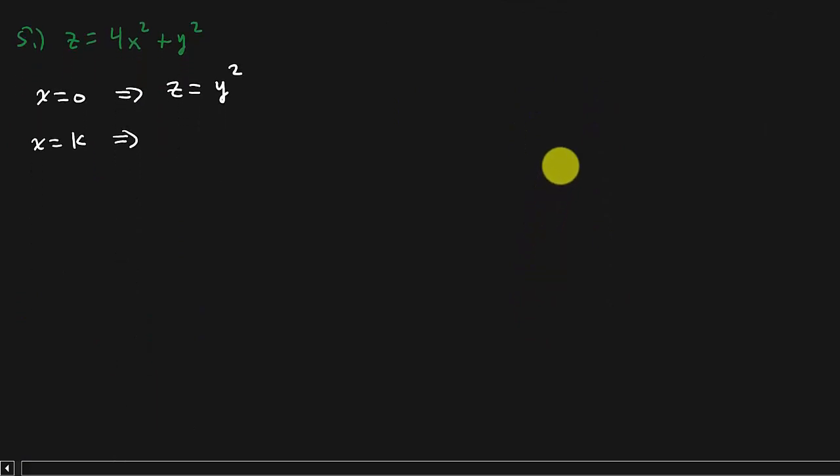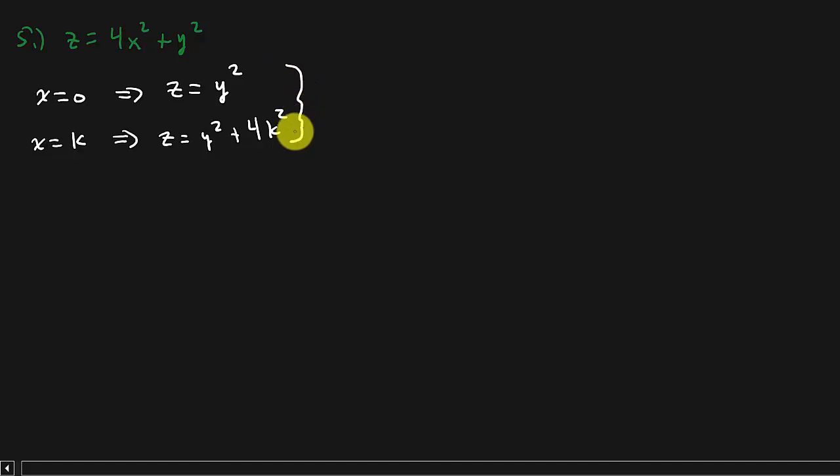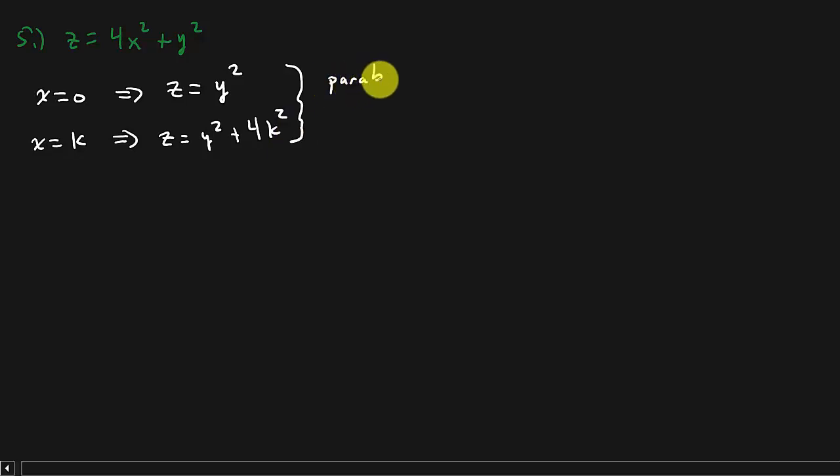But on this one, let's look. So if x is k, then that's going to give me what? z is equal to y squared plus 4k squared. Okay, I'm replacing the x with a k. All right, so what is this actually giving us here? What are the traces? Well, the traces are parabolas. Okay, parabolas in which plane? In the yz plane. See, we've got our x terms missing.